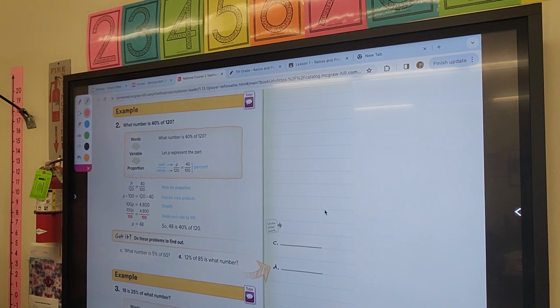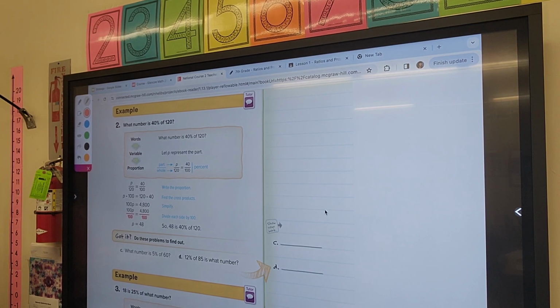What do you guys think we're solving? Please don't do that. Why are you doing that? I'm bored. Well, I'm sorry I'm so boring. I know. It's okay. What part is, or what number is 40% of 120? I just gave it away. What are we solving for?